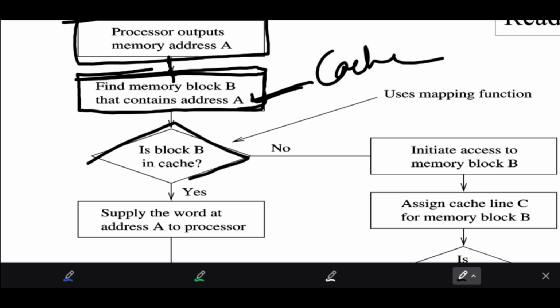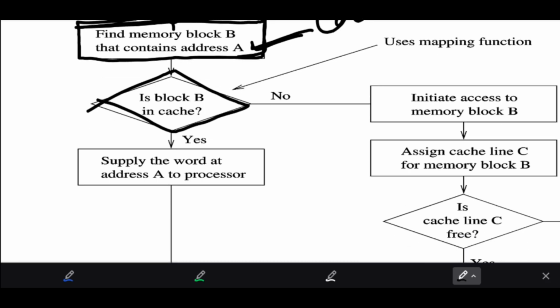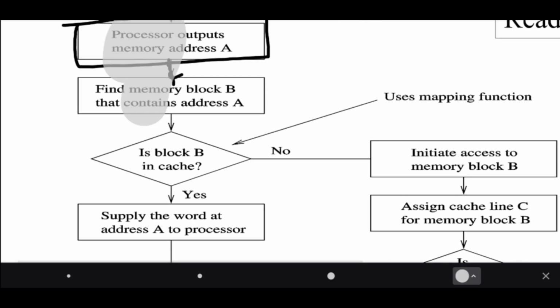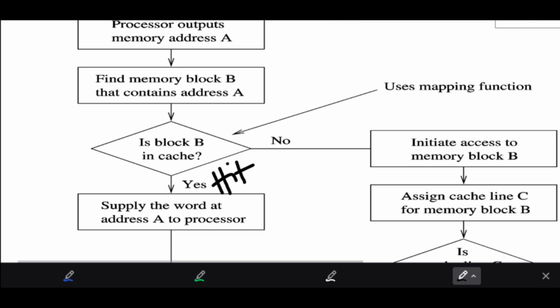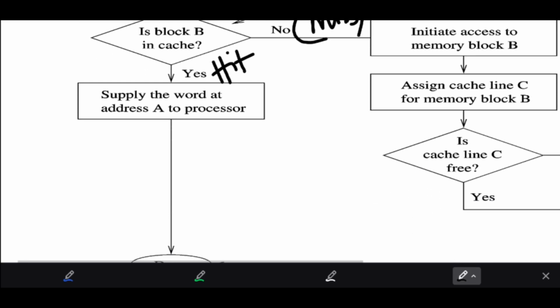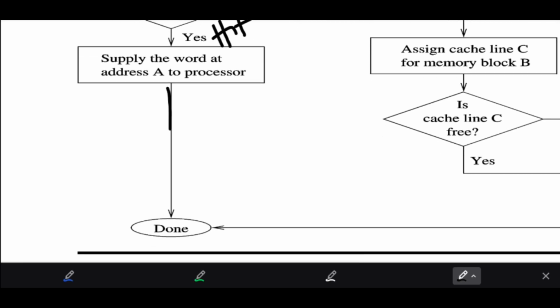Each block B in the cache is searched for the address. If the address matches, then the cache block is available. If yes, this is a hit, a cache hit. If no, then it is a miss. If it is a hit, then supply the word at address A, supplying the word to the CPU.